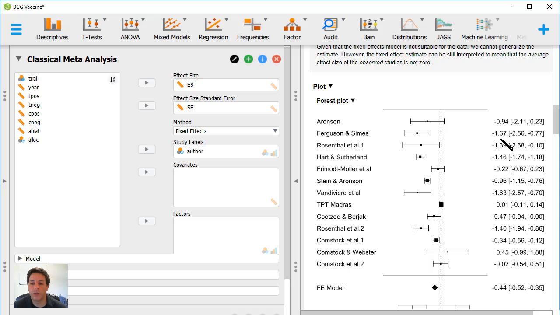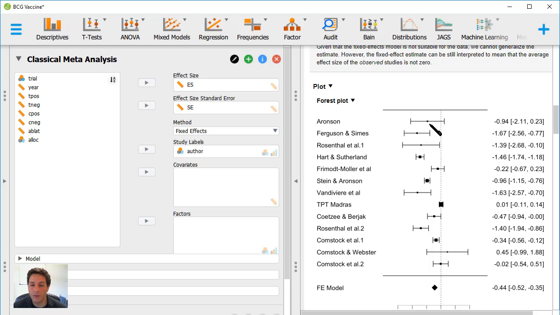Okay, so we've got the effect size for all the studies, and we've got a 95% confidence interval for the effect size. For example, in, let's say, Van de Veer et al., the effect size is negative 1.63 with a confidence interval that goes from negative 2.57 to negative 0.70.